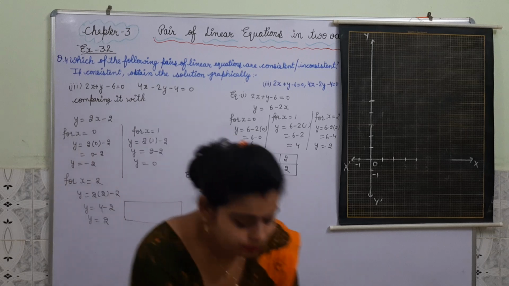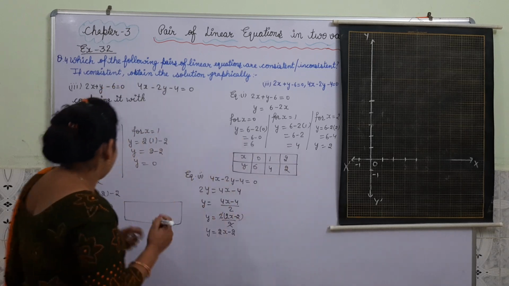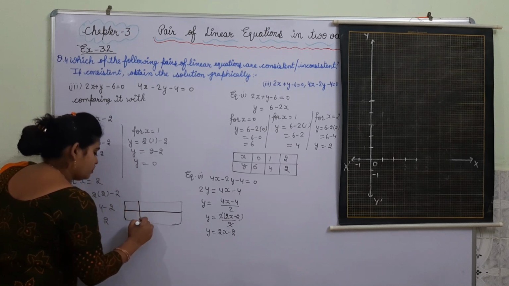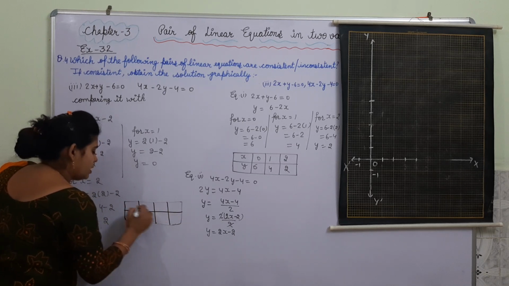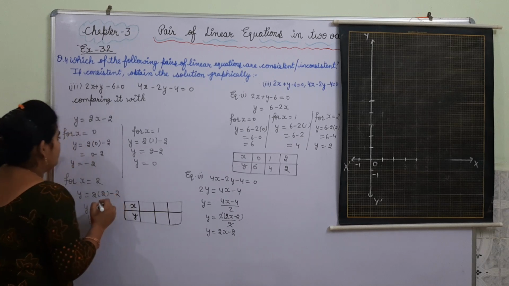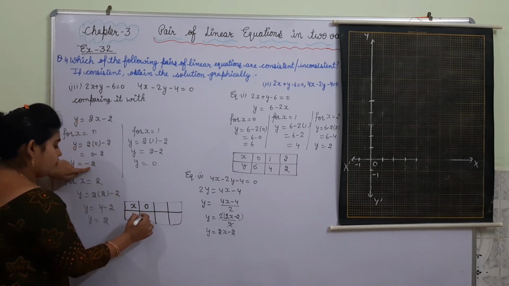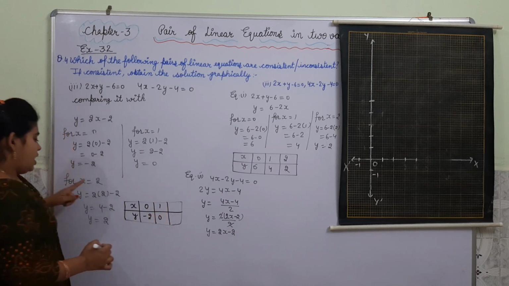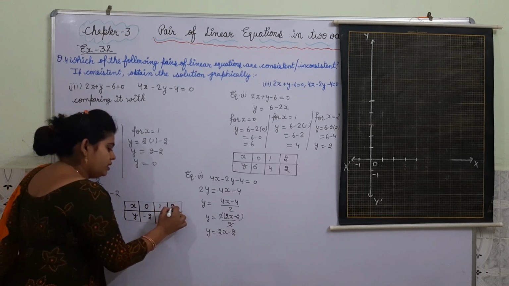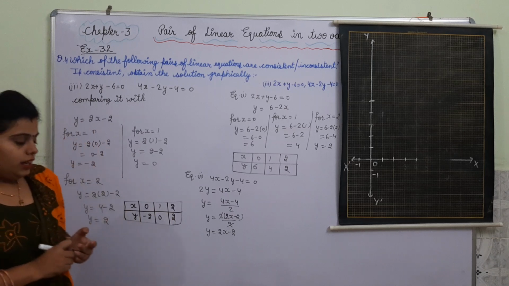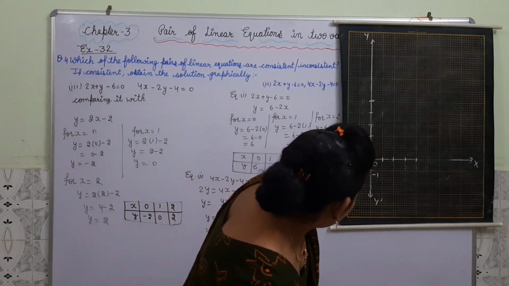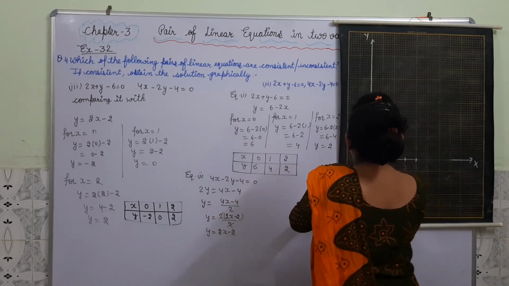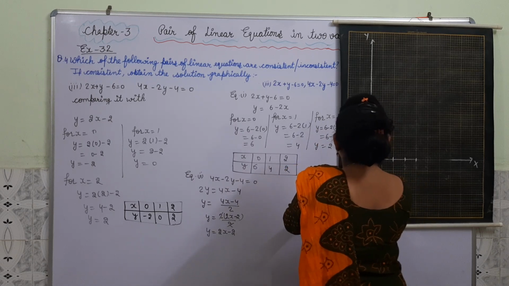In table, x, y. First for x is equal to 0, y is minus 2. For x is equal to 1, y is 0. And for x is equal to 2, y is 2. Now accordingly we will prepare a graph for these equations. Yes dear students, again we will draw lines.